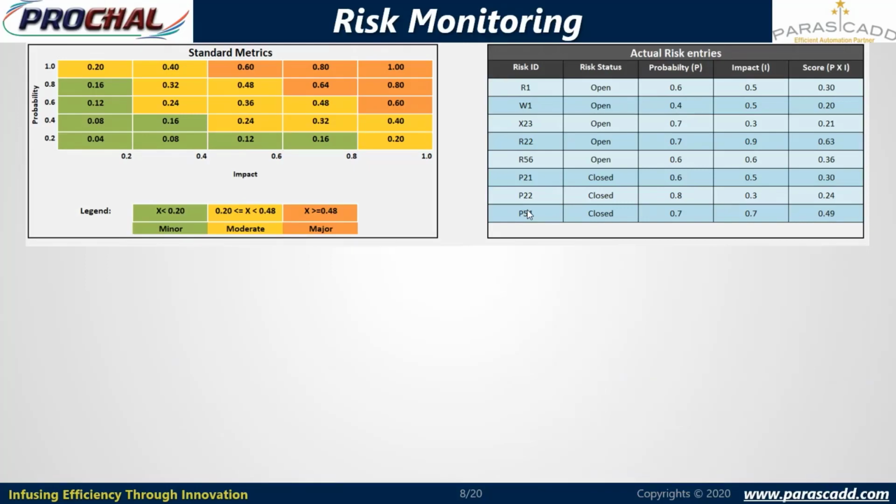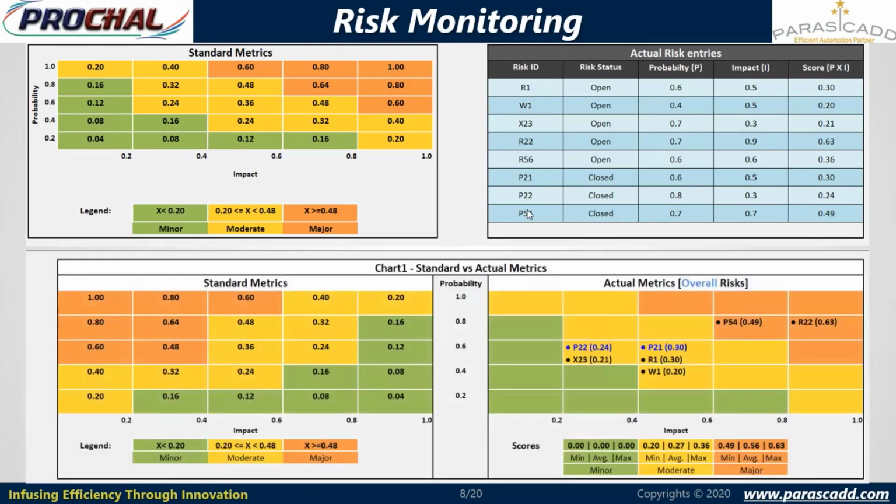Let's see the butterfly comparison of the risk matrix. So the butterfly comparison of the risk matrix will be available like this. At the bottom, chart 1, standard versus actual risk matrix, is plotted. The standard matrix is the same as the standard matrix above, and the actual matrix will be plotted based on actual entries, actual values available in the system. Suppose risk ID 1 is open and its probability is 0.6 and impact is 0.5. So we'll map this risk in the risk matrix like this.